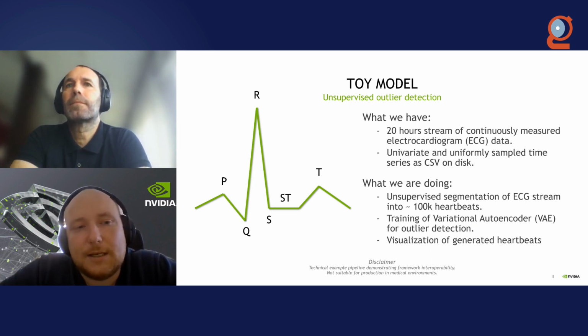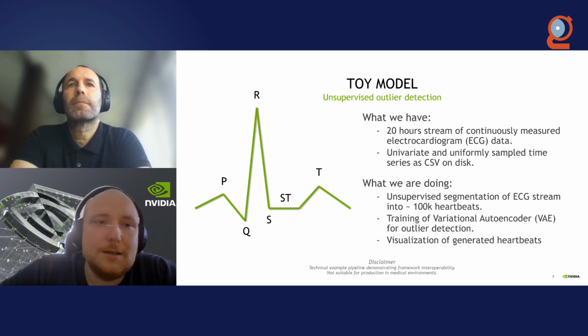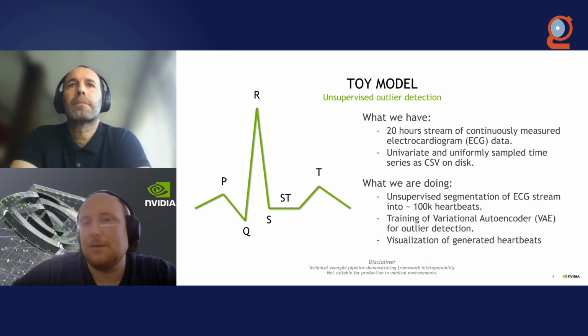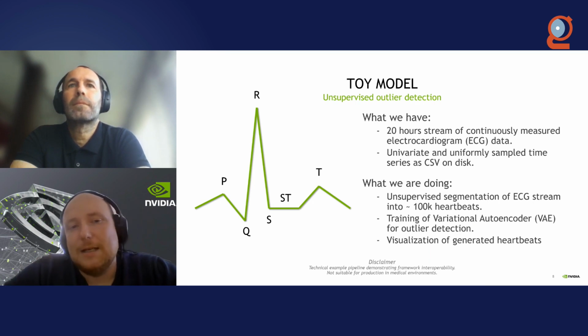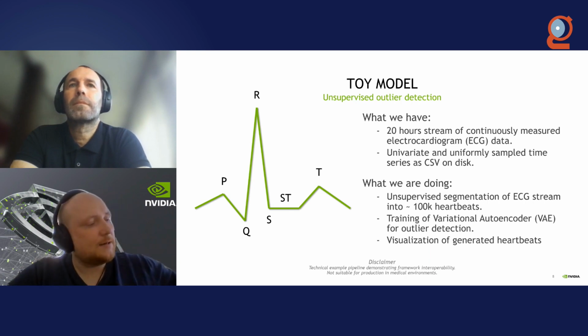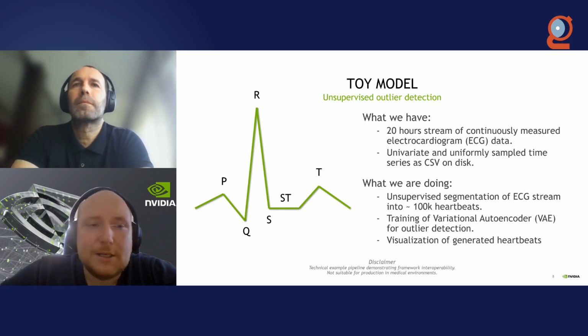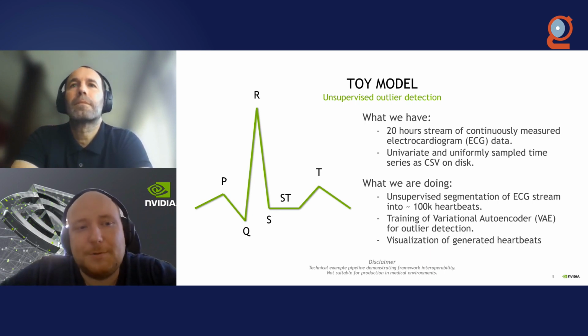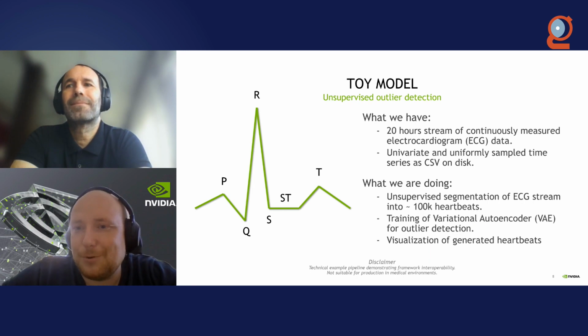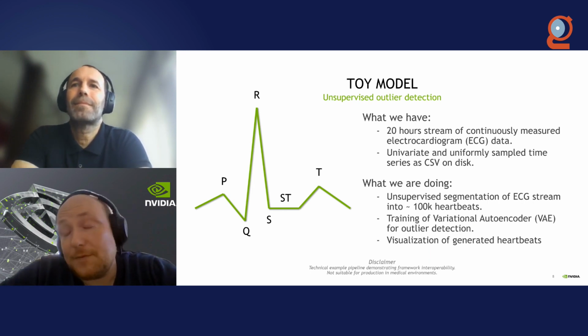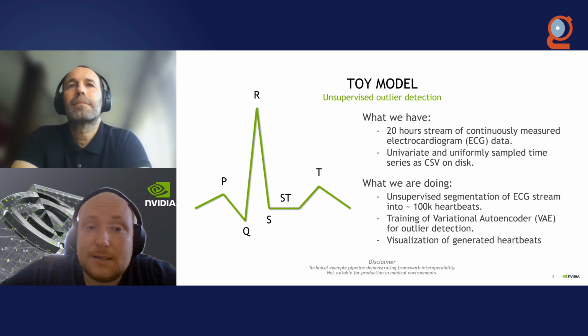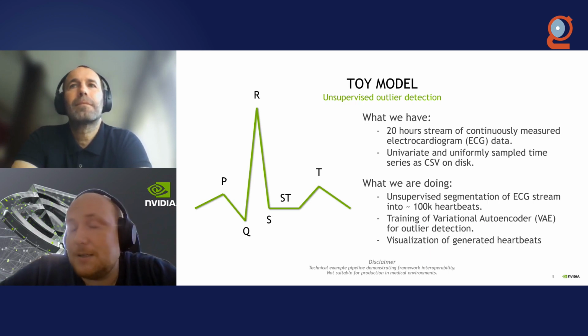On the left, you see a prototypical heartbeat. Cardiologists tend to annotate those submotives with letters P, Q, R, S, and T. We will not really need that for the rest of this talk. Nevertheless, I will sometimes refer to certain shapes in our signal by P, Q, R, or S. So don't wonder if I use letters to point at things. What we will do, we have this long stream of time series data, and we will segment it into 100,000 heartbeats in an unsupervised manner.